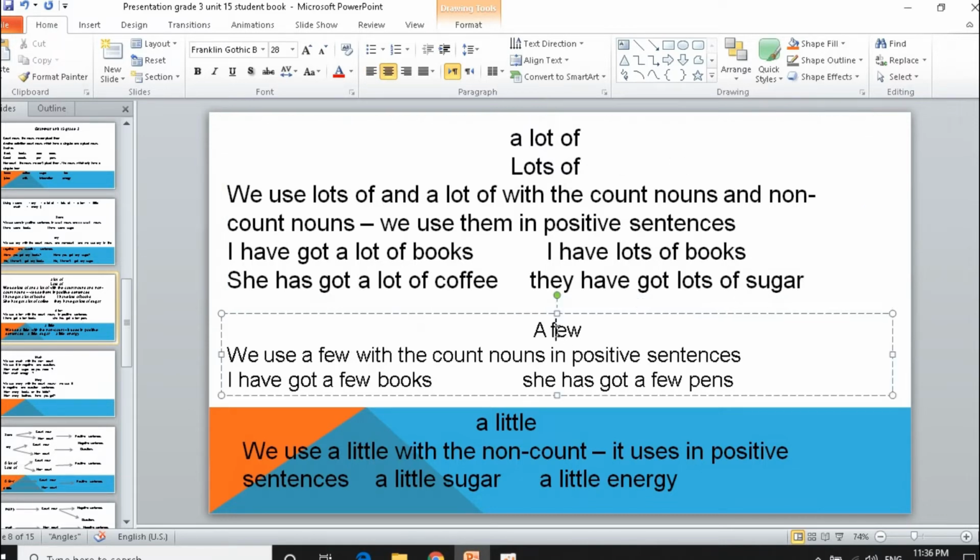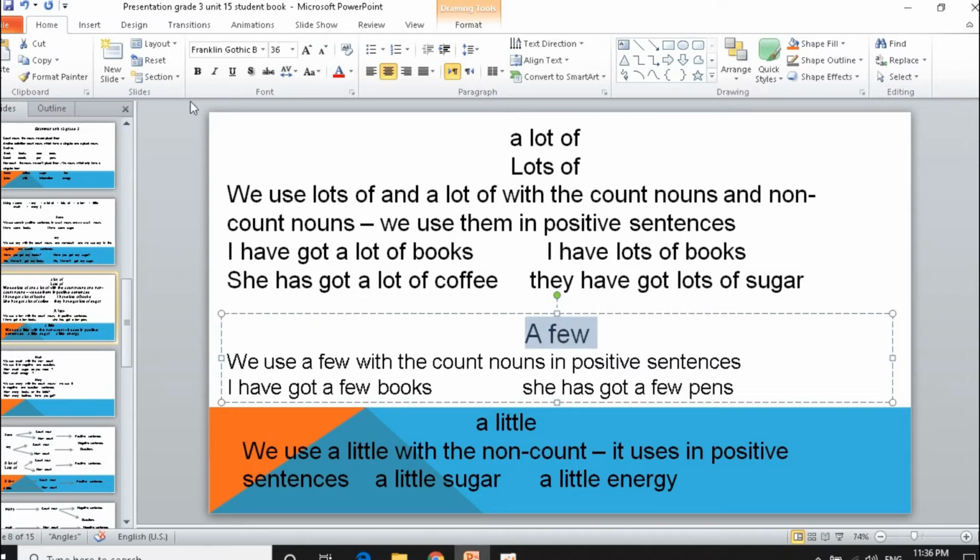A few. We use a few with count nouns in positive sentences. I have got a few books. She has got a few pens. A little. We use a little with non-count nouns, in positive sentences. A little sugar, a little energy.